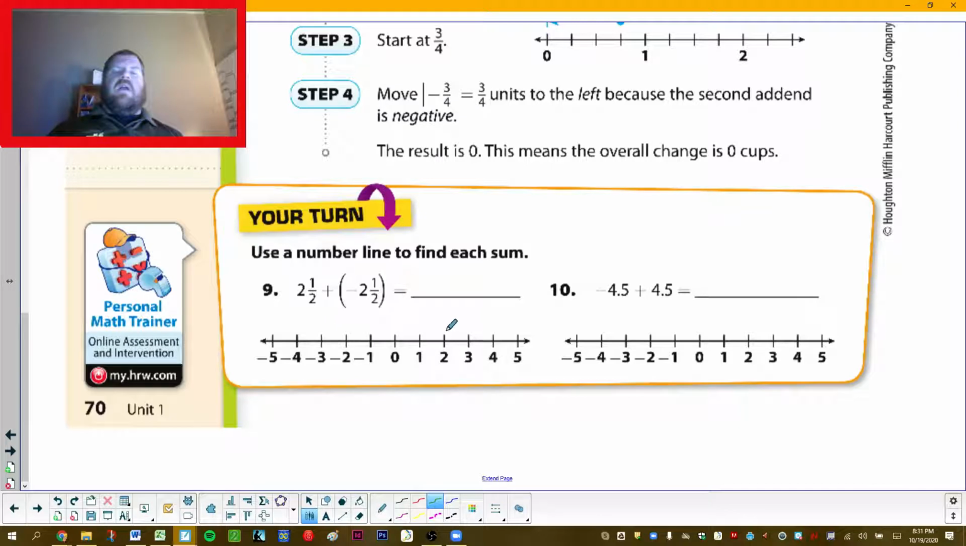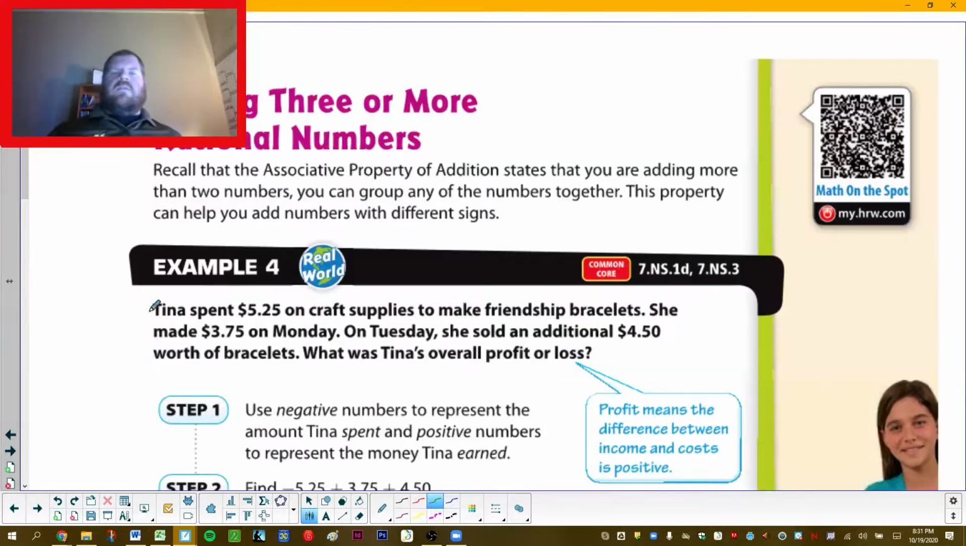We can show them on a number line. If I start at 2.5, and then I move left 2.5, move left a half, 1, 2, I end up at 0. So my answer there is 0. Negative 4.5, so I start at negative 4.5, and I move right 4.5, I move a half, or 0.5, and then 1, 2, 3, 4. And I end up at 0 again. It's amazing. Fascinating almost. All right, let's look at adding 3 or more rational numbers.